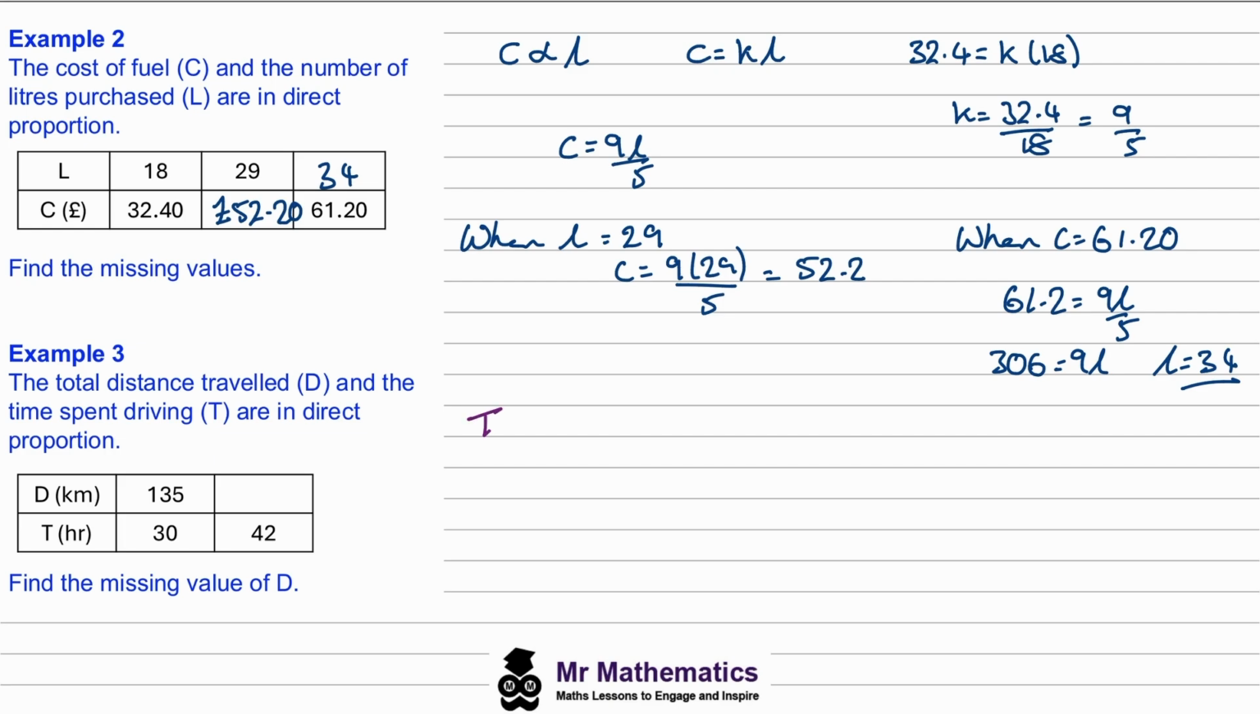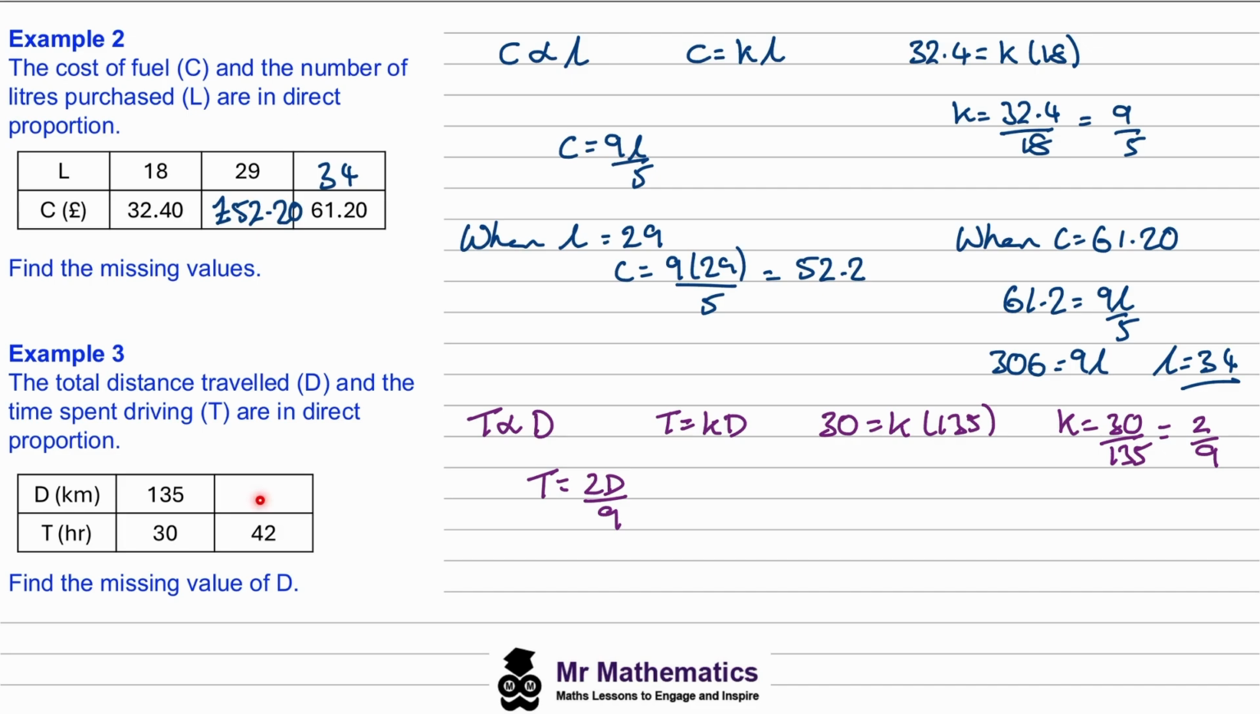Okay, so we know time is proportional to distance. So time will equal K times D. We can work out K when T equals 30. The distance will be 135. So K will be the 30 divided by the 135, which simplifies to make 2/9. So our model is that T is equal to 2D over 9.